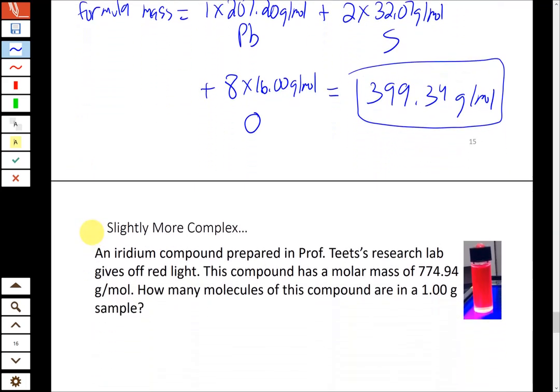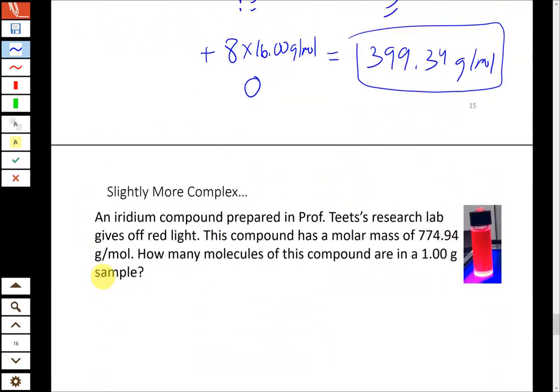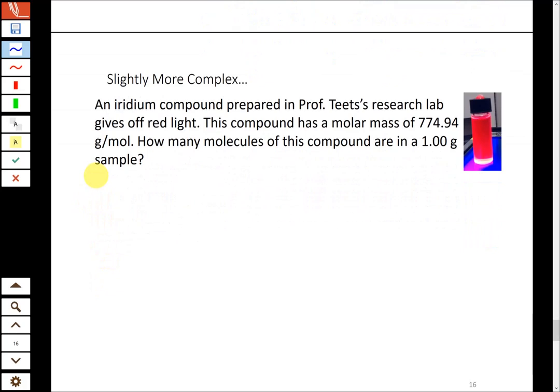Let's just do another couple examples now where we're going to actually use molar mass as a conversion factor. Okay, so we use molar mass the same way that we use atomic mass. We just use it to relate the moles of a substance to the grams of a substance. So this is an example from work that we did in my group a few years ago. So one of my students that I work with, who's since graduated, a graduate student, made this compound that glows bright red like I'm showing here.